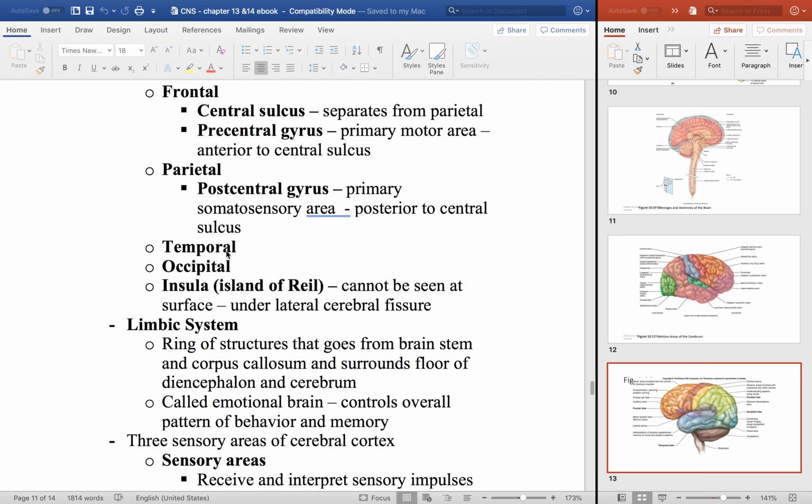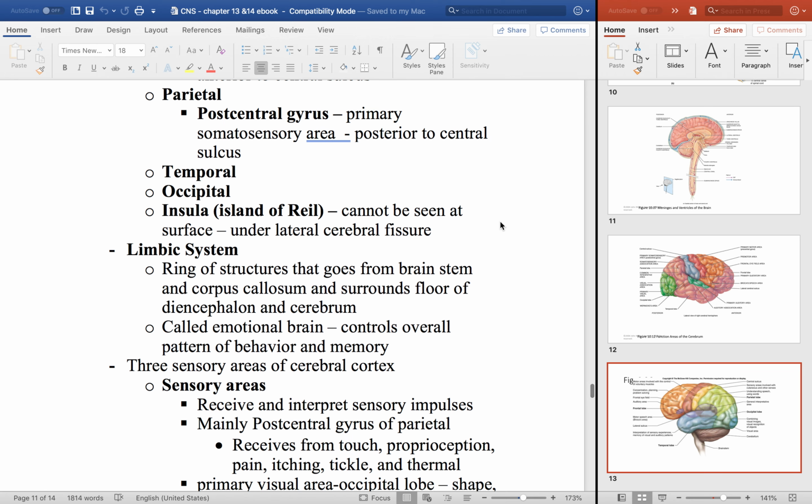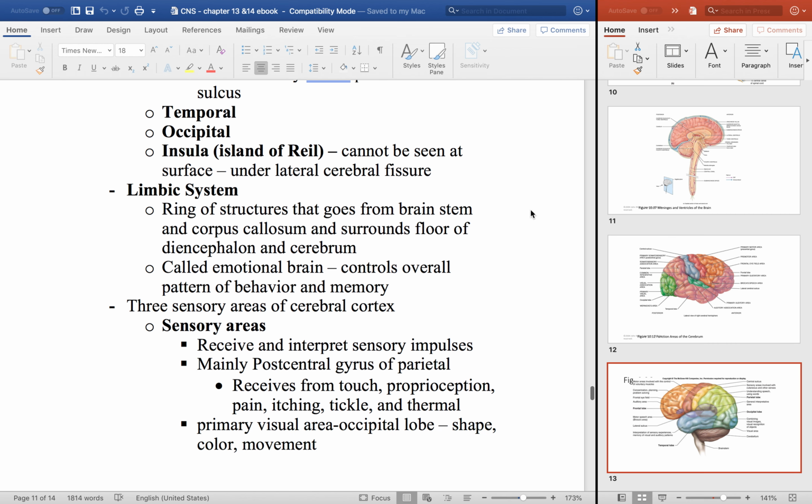Like I said, the temporal is below the lateral sulcus. The occipital is toward the posterior aspect of the brain. And then you have the insula or the island of Reil, which you have to look under the lateral cerebral fissure to see.